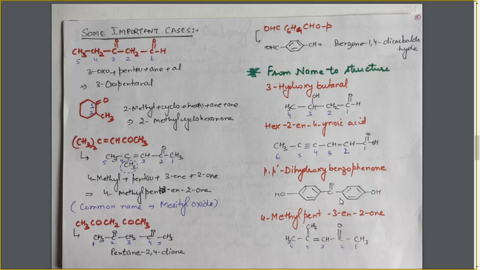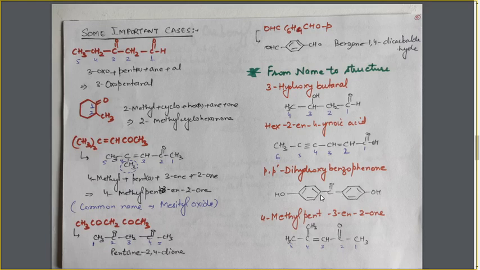So if we number, in this case the numbering will be done from the carbon atom which is closer to the functional group, from this position: 1, 2, 3, 4, 5, 6. In this case also 1, 2, 3, 4, 5, 6. Then how can we differentiate between the two positions?